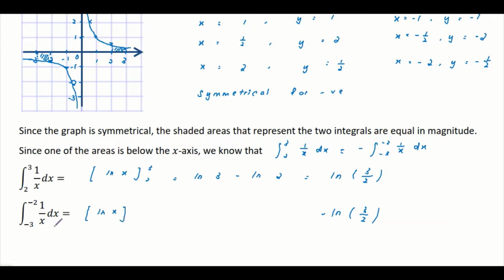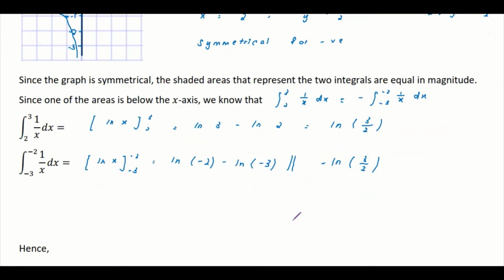Then after that, when you want to substitute, what's the number that you need to substitute? It's like -3 to -2. So meaning that when you do the substitution, it's going to be ln -2 minus ln -3. Okay, but you have a problem up to here.